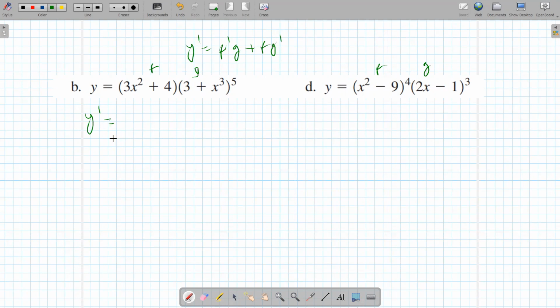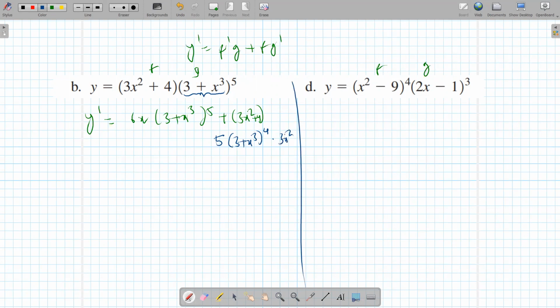For b, what's the first term here? What's f prime? 6x. Yeah, 6x times the second guy as it is, plus the first guy as it is, times the derivative of the second guy. Now look at this derivative of the second guy. We're going to use the power rule normally, 5 (3 plus x cubed) to the power of 4 times, okay, we need to find the derivative of the bracket. This is the chain rule component. And the derivative of the bracket, 3 is 0, but x cubed would be 3x squared. And there we go. We are done.